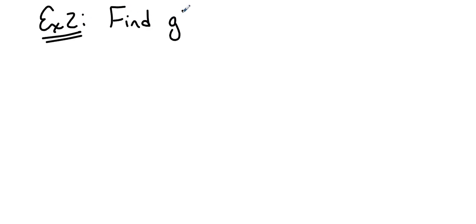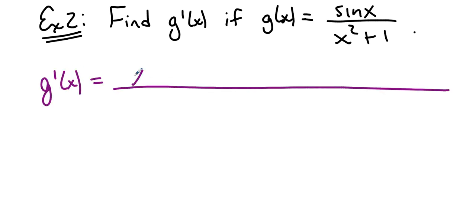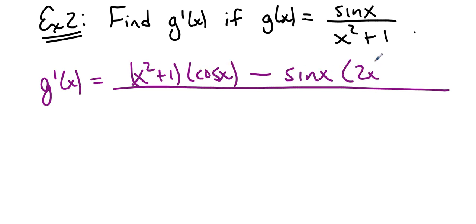Of course, we can do this with quotient rule also. Quotient rule also is a legitimate thing. Find g prime of x if g of x is sine x over x squared plus 1. Well, again, that's doable. This here is a quotient, so it's the bottom times the derivative of the top minus the top times the derivative of the bottom.